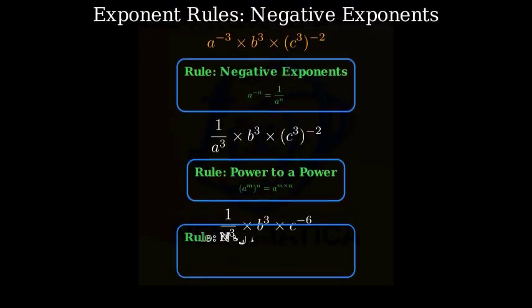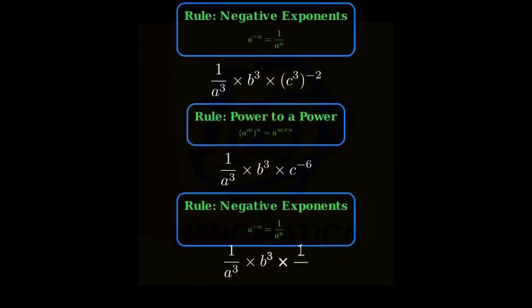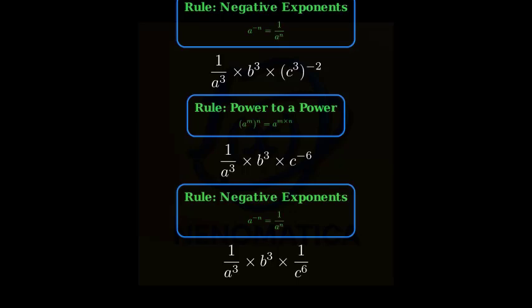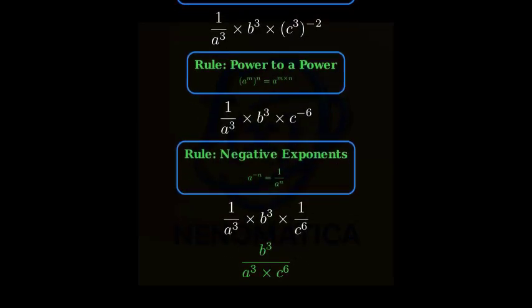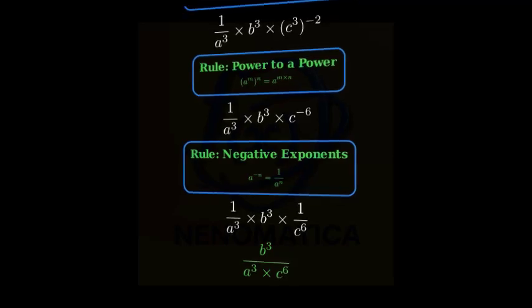Now, we'll apply the negative exponent rule once more for the term c to the -6. Using the same rule we applied earlier, c to the -6 can be rewritten as 1 over c to the 6th. Now, we can reorganize our expression. We have 1 over a cubed times b cubed times 1 over c to the 6th. We can combine these terms, placing the denominator terms in a single fraction. This gives us b cubed over a cubed times c to the 6th.